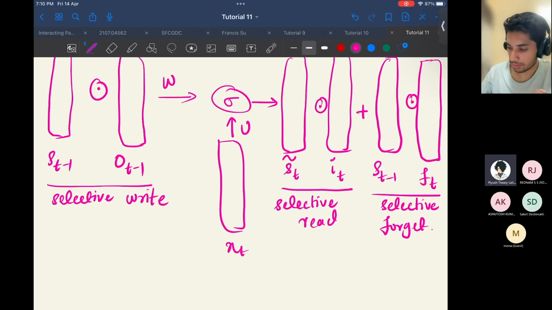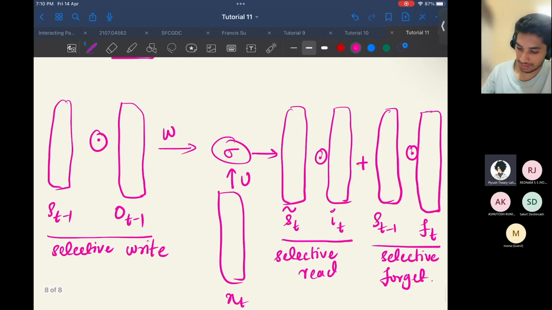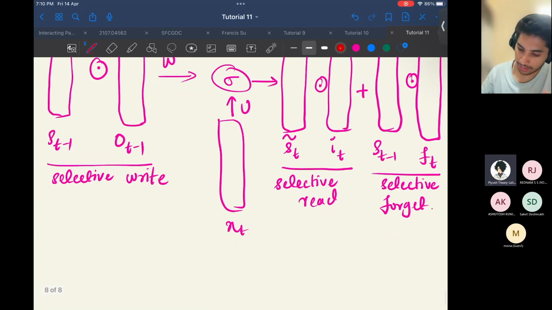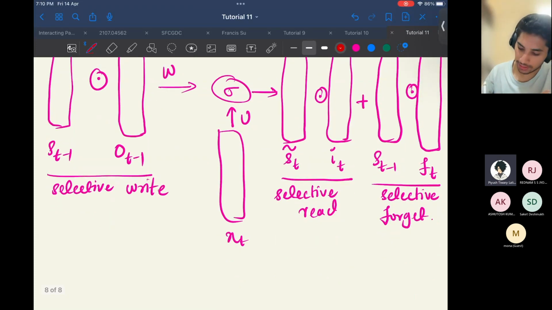Okay. So this is the notation that is being used in the lecture slides. I'm just picking it from there. If you look at LSTMs from this perspective, the first thing you see is that the activation from the previous layer comes in, st minus 1, and you apply the selective write operation. So this is the first step.